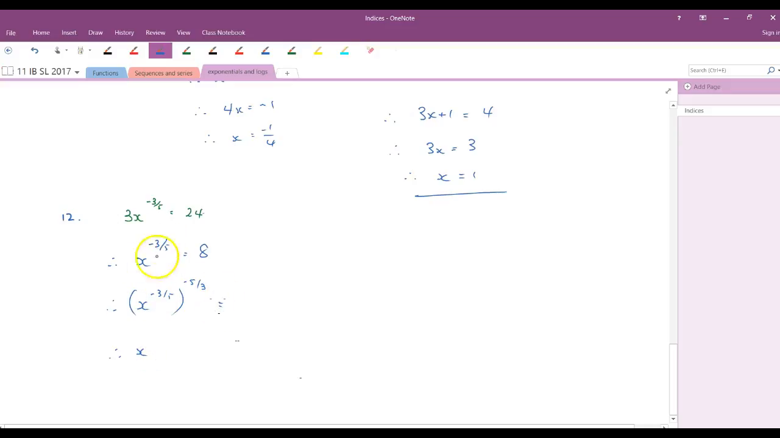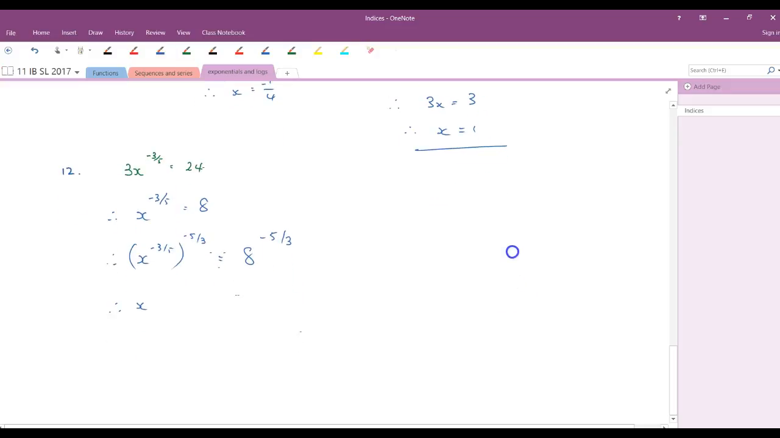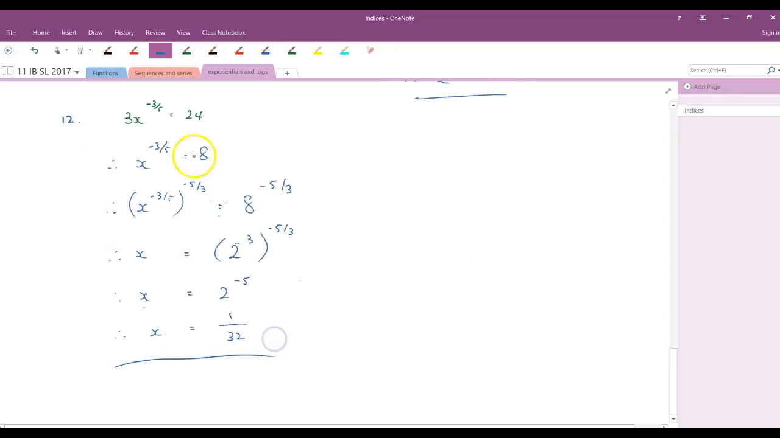And that's no problem with doing that. What I've done is I've raised the left-hand side to the power of minus 5/3. I'll do the same to the right-hand side. I'll raise that to the power of minus 5/3. So what I get here is x is equal to, I'm going to write 8 as 2 cubed, and to the power of minus 5/3, just so it's an easier calculation for me. 3 times minus 5/3 is minus 15/3 or minus 5. So x is equal to 2 to the minus 5, or 1 over 2 to the positive 5, which is 1 over 32.